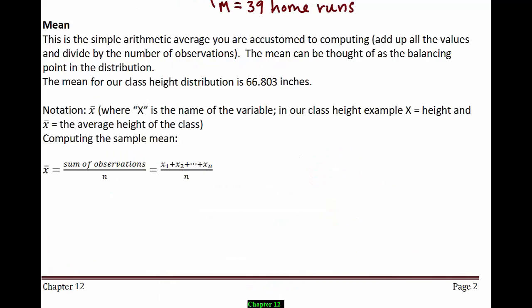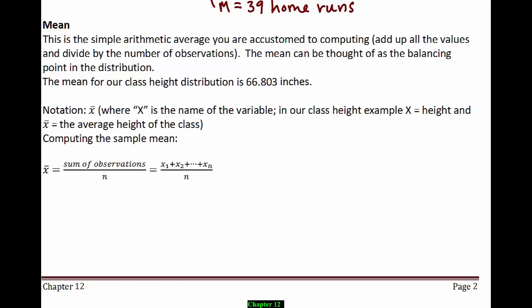The mean is our second measure of center we're going to talk about. This is the simple arithmetic average that you're accustomed to computing. You add up all the numbers and divide by the number of observations. The mean is the one we can think of as the balancing point in the distribution. This is the one we can imagine if we fill up our histogram with solid material, it would balance the histogram. The mean for our class height distribution that we're working with is 66.803 inches. So the average height in the class during that particular semester was 66.8 inches.